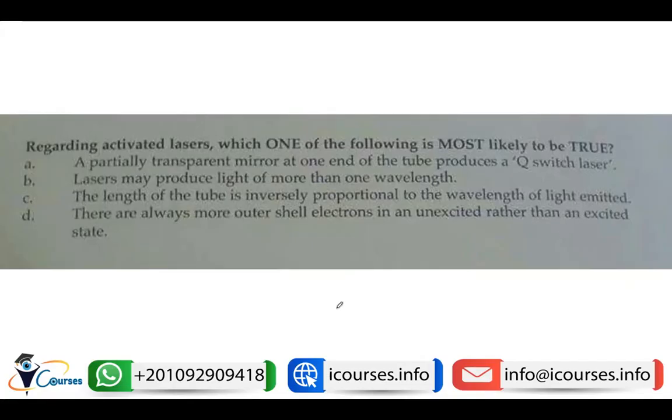Okay, let me explain this question because it's rather difficult. Regarding the laser, it is actually talking about the activated laser. This is important because we will need this in the last sentence.